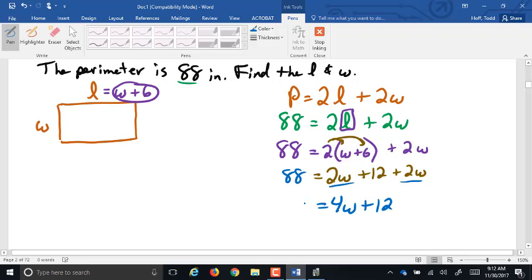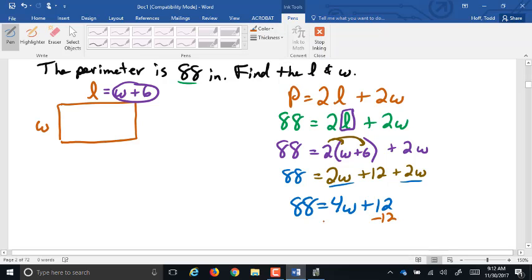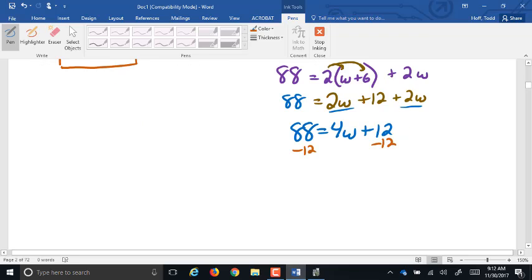Now that's all we can do over there. On the left side, the 88 hasn't changed. It's still 88. Now we can start solving that. Yes, we will subtract 12 to get 76 equals 4W. The 12 is gone. And then divide by 4. 19 equals W.